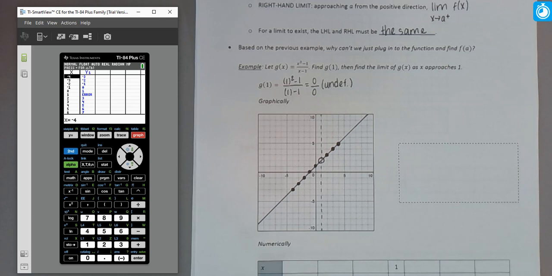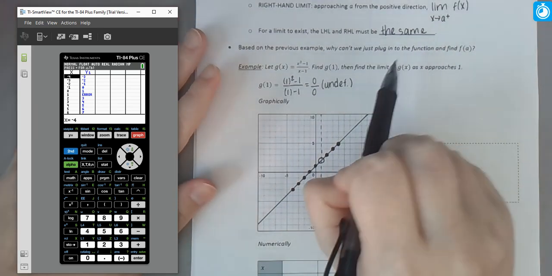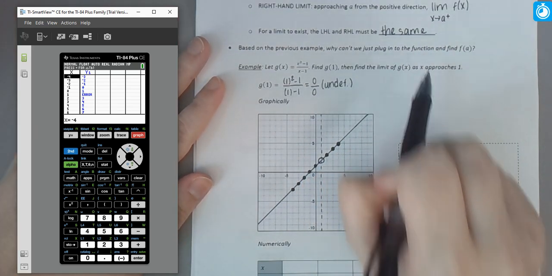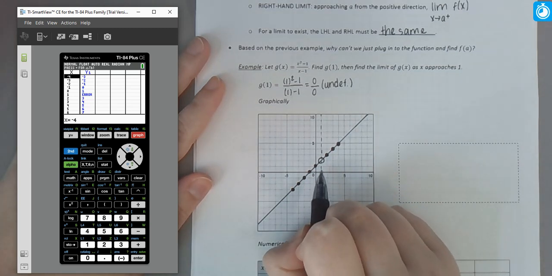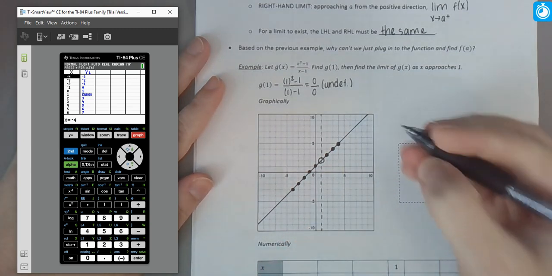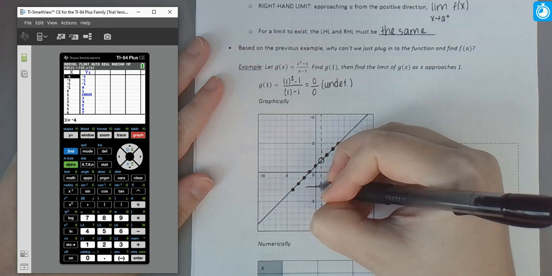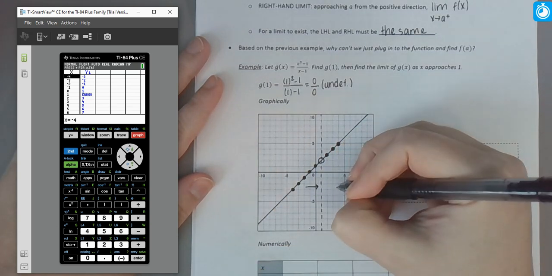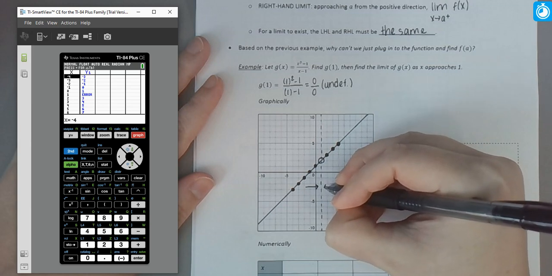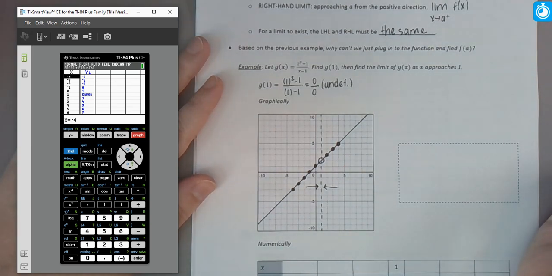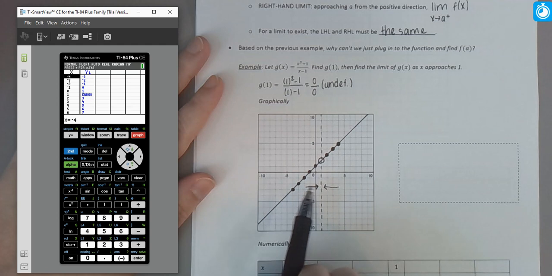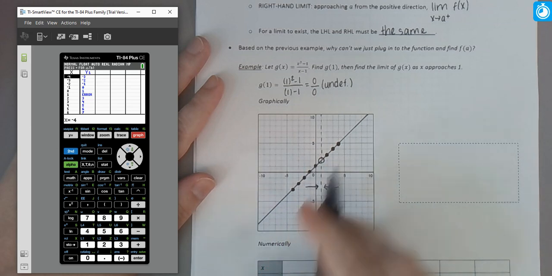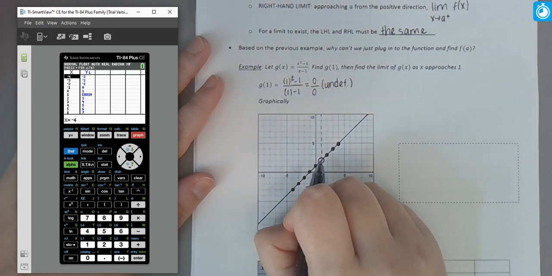Okay. So now what we're interested in is the limit of our function as x approaches 1, as it approaches this location. So just like before, we're asking the question, what's happening on the left-hand side as we come at x equals 1 from the left, and what's happening on the right-hand side as we come at x equals 1 from the right. Well, as we approach from the left, our y values are getting bigger and bigger and bigger and bigger. And it looks like they're getting closer and closer to this particular location.